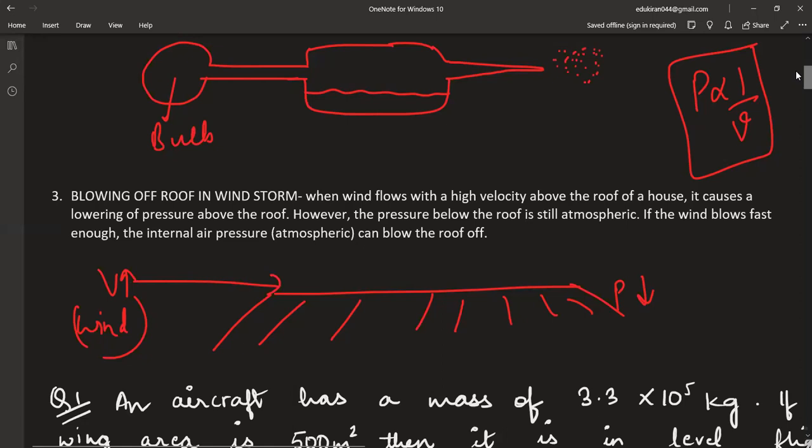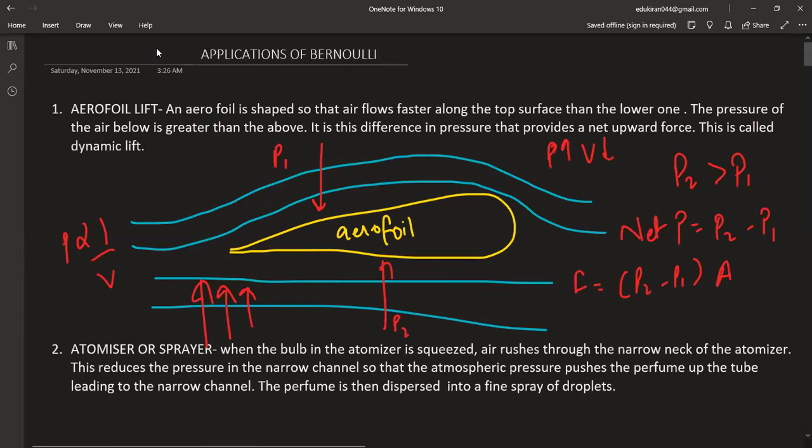One numerical we have for this. First note down this, then I'll discuss the numerical. Then that will complete Bernoulli's theorem at least.